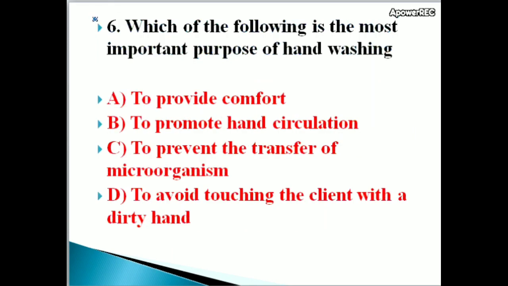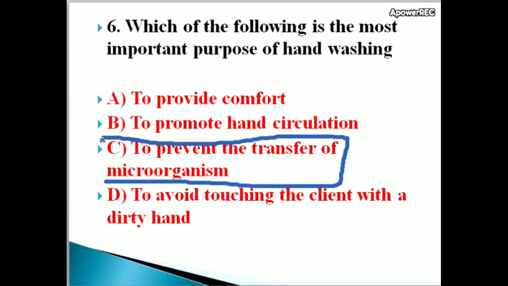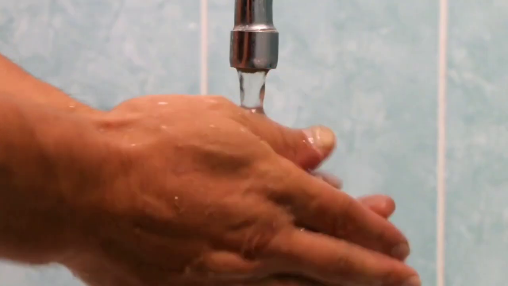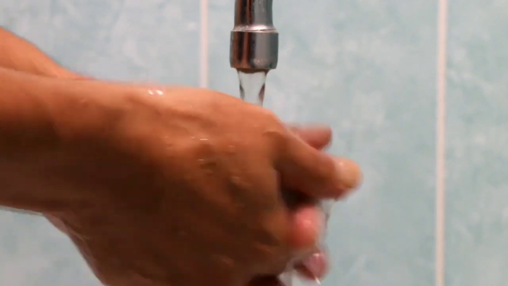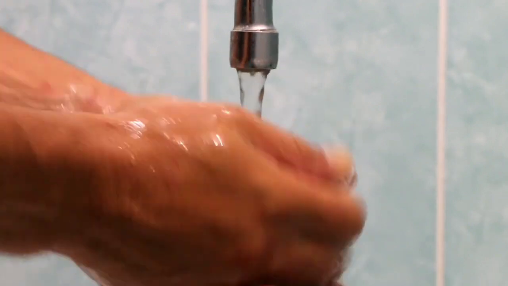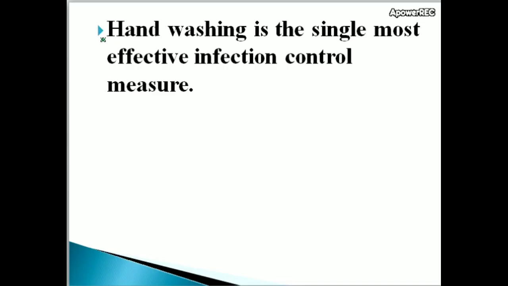Next question: which of the following is the most important purpose of hand washing? Options: to provide comfort, to promote hand circulation, to prevent the transfer of microorganisms, to avoid touching the client with a dirty hand. Correct answer is to prevent the transfer of microorganisms. Hand washing is the single most effective infection control measure.